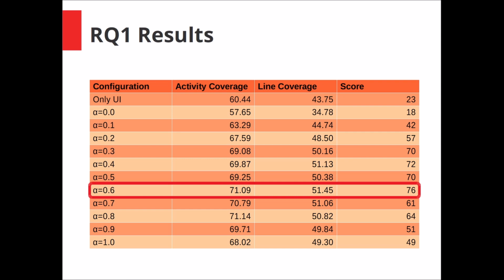We can also observe that almost any configuration except alpha equals 0.0 achieves a higher tournament ranking score than the configuration using only UI actions. This strengthens further the importance of using motif actions.